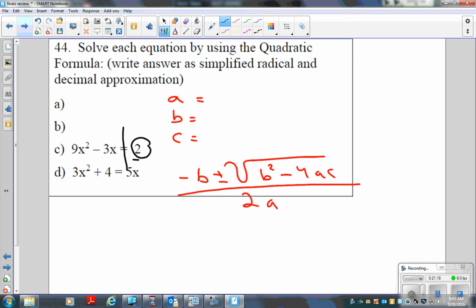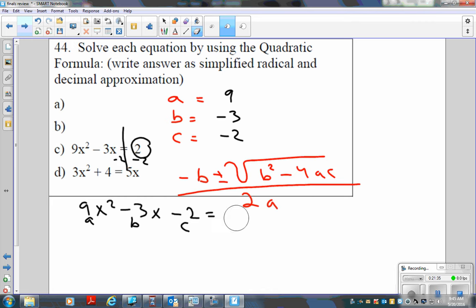In this case, you realize that there's somebody on the wrong side. We're going to have to move the 2 to the other side. So we subtract 2 from both sides. Now we have 9x squared minus 3x minus 2 equals 0. It has to be like that or we can't start. This is your a, this is your b, this is your c. A is 9, B is negative 3, C is negative 2.